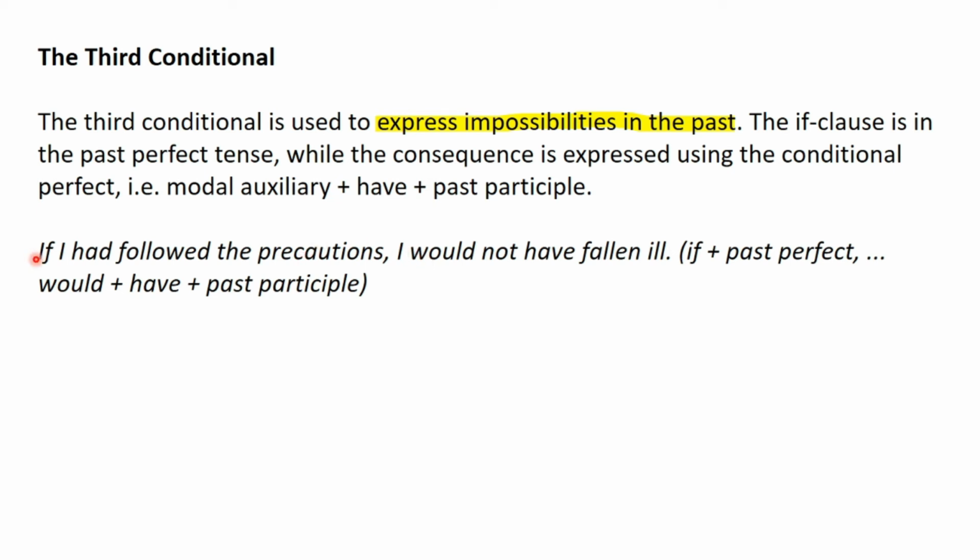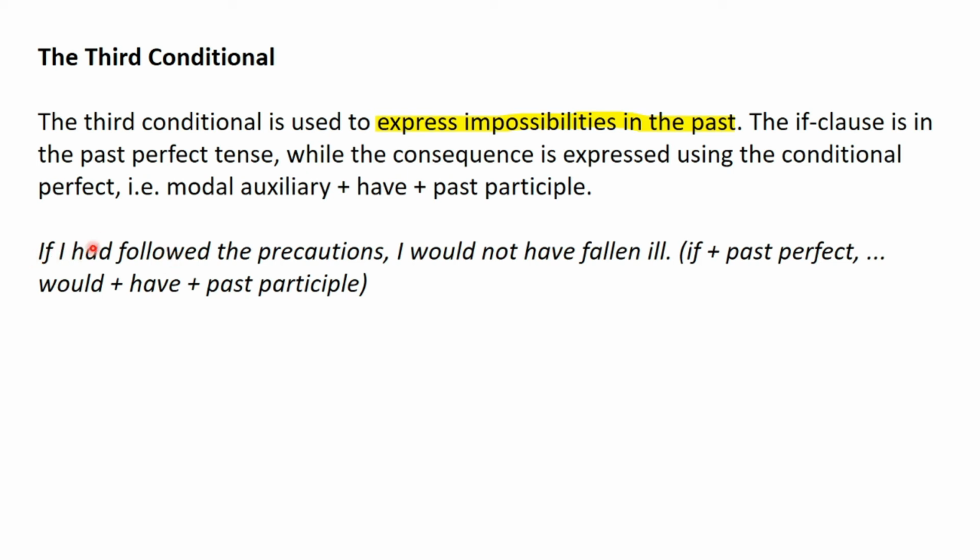Look at the grammatical construction. For the if clause, we have the if plus the past perfect. If I had followed, had is the conjugated form of the verb have for the simple past or the past perfect, and followed is the past participle form of the verb follow. If you study the verb tenses, you will get to know that had followed represents the past perfect tense. If I had followed the precautions, followed here is not the past form, it is the past participle form.